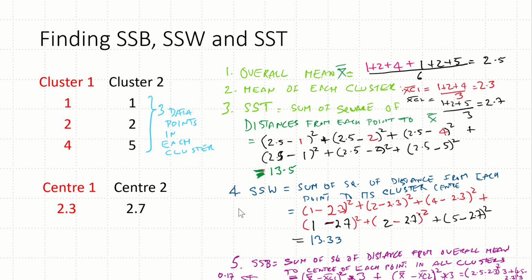If we observe carefully, we can see that the sum of squares total, SST, which is equal to 13.5, is equal to SSW plus SSB. So that completes this segment of the video.